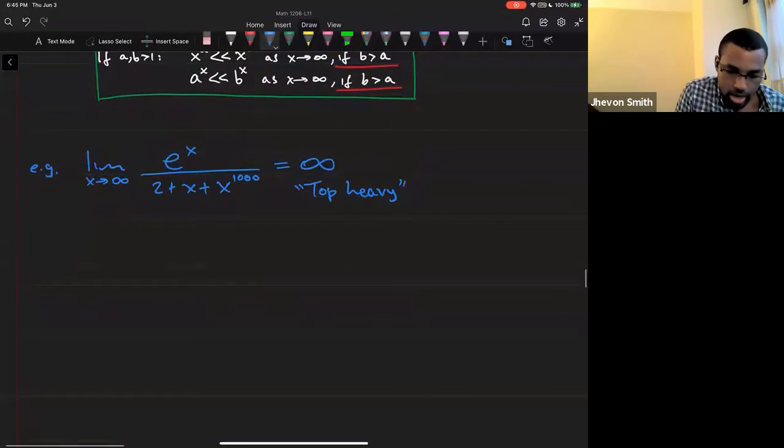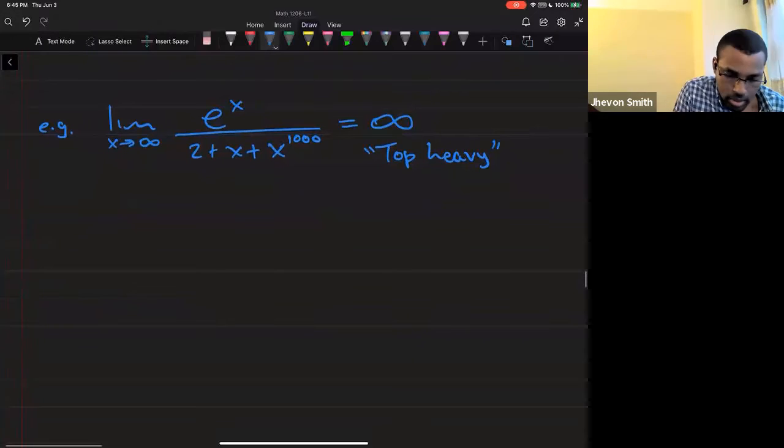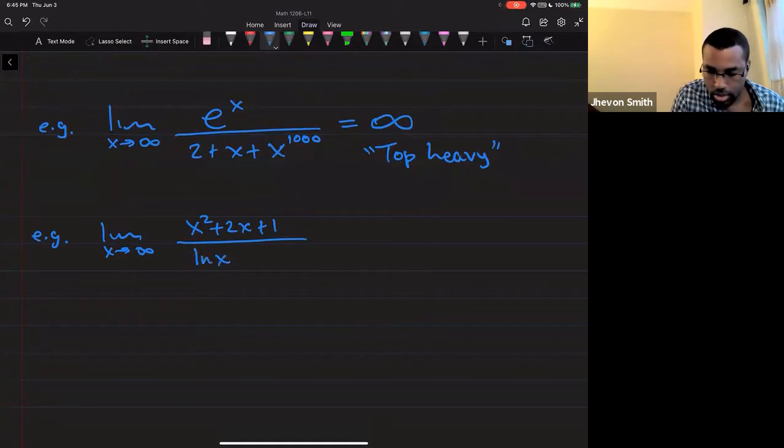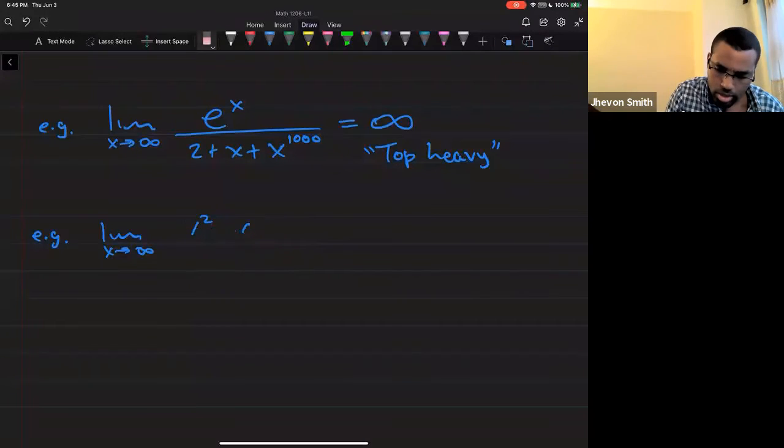Or I can look at another example. The limit as x goes to infinity of x squared plus 2x plus 1 over ln of x, right? And here, it's a polynomial versus a logarithm. And the polynomial wins. In fact, let me actually do that the other way, just to give you a different answer.